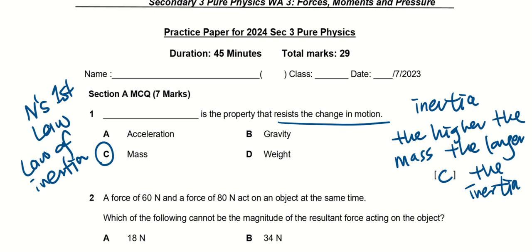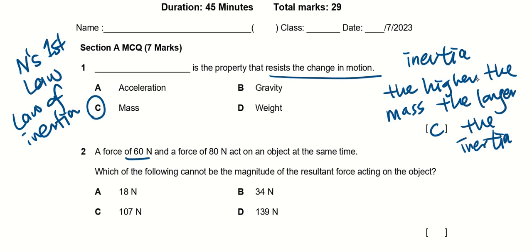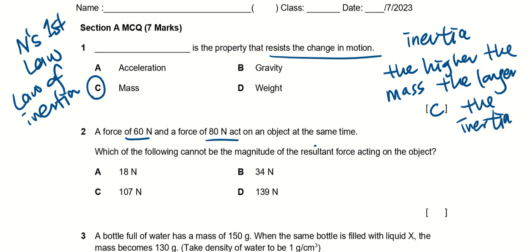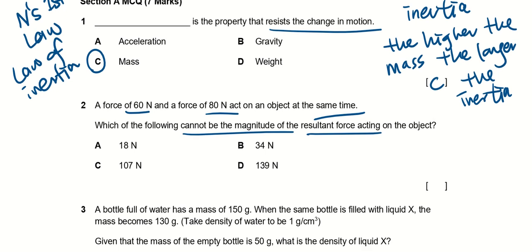Okay, question 2. A force of 16 Newton and a force of 18 Newton act on an object at the same time. Which of the following cannot be the magnitude of the resultant force acting on the object? So it cannot be 18 newtons. What is the maximum that we can have?